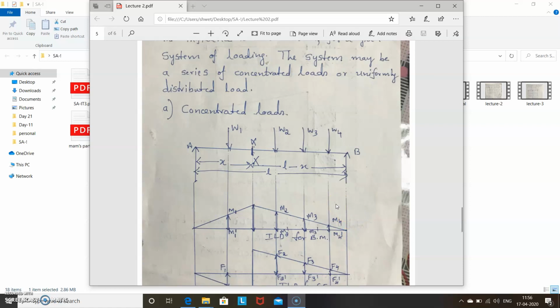Last class we considered only one unit load, and for that you drew ILD, correct? But now there are loads, meaning one vehicle is moving like that. So at that time you have to consider that effect. Now let us consider an example of a series of loads, because the same thing you have to apply for a single load or 2-wheel load.